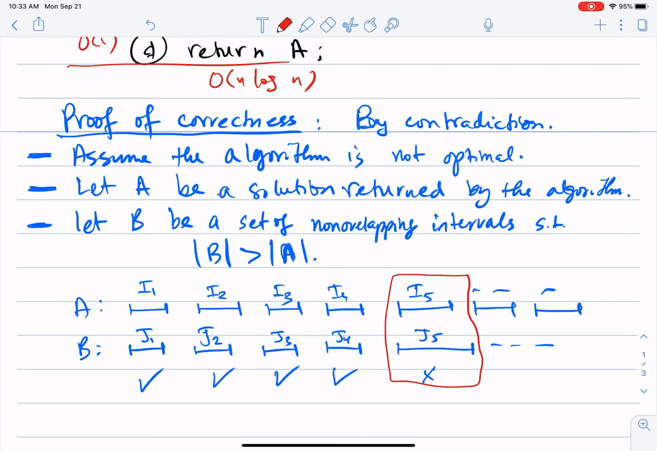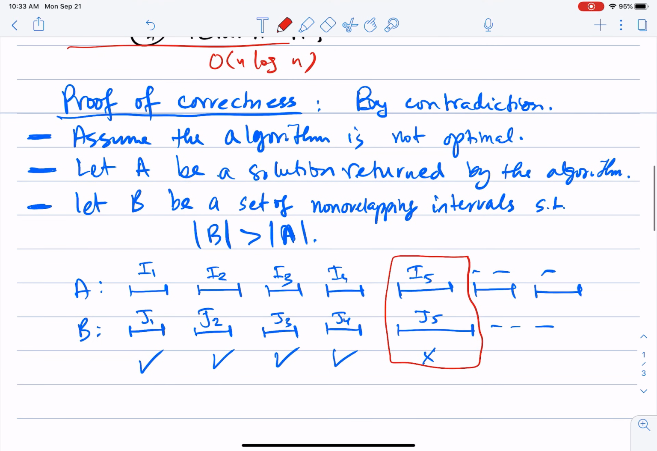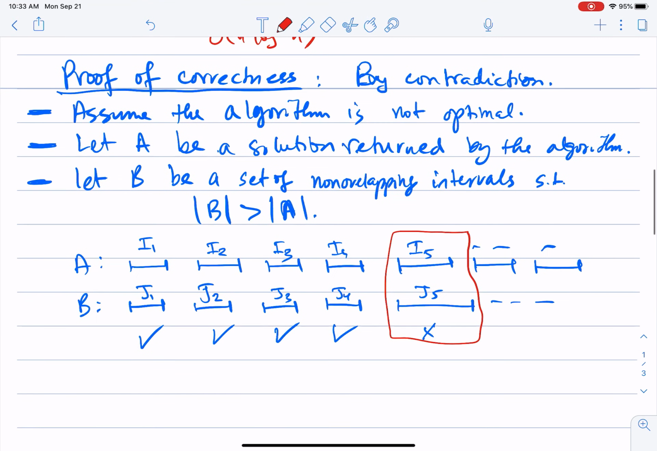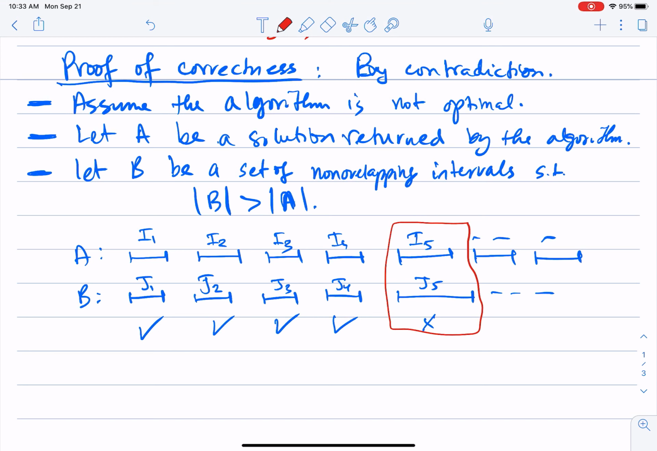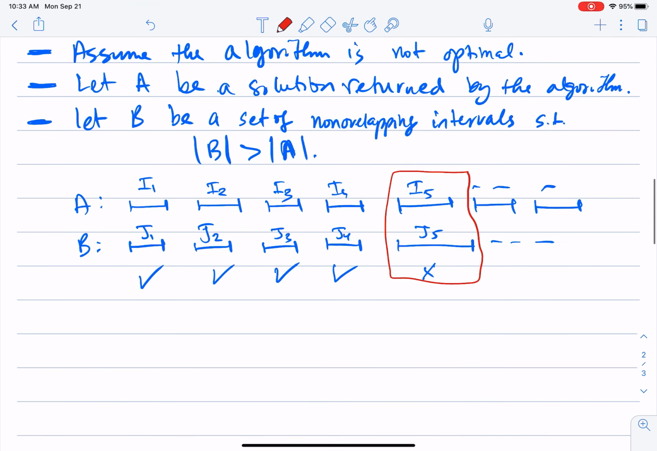For sure, the finish time of J5 is larger than the finish time of I5, because if it wasn't larger, the algorithm would have chosen J5 then. Okay? So we know that the finish time of J5 is larger than that of I5. So let me now do the following. Let me remove from B this J5 and add to B this I5.